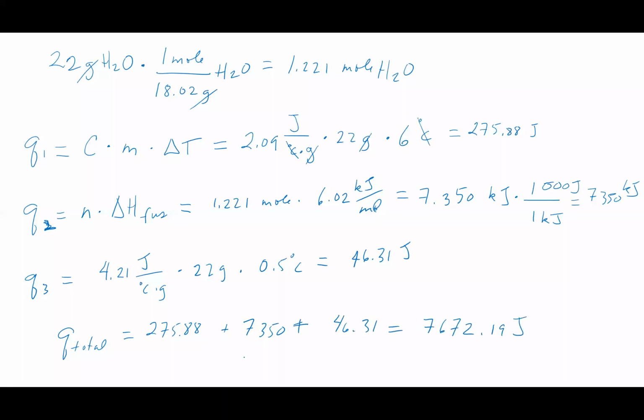So basically our answer here, if we round this off, we did have 22.00 grams, but we have 3 significant figures on our temperature, so we'll round this off to 3 significant figures. We've got 7.67, or I'm sorry, 7,670 joules. That would also be equal to 7.67 times 10 to the 3 joules, or we could have 7.67 kilojoules. Okay.